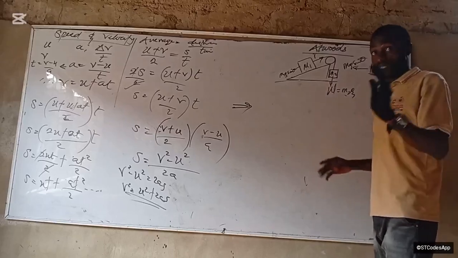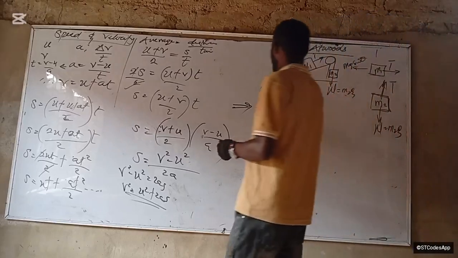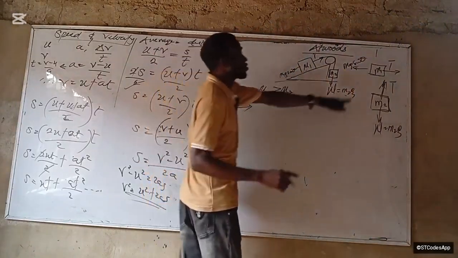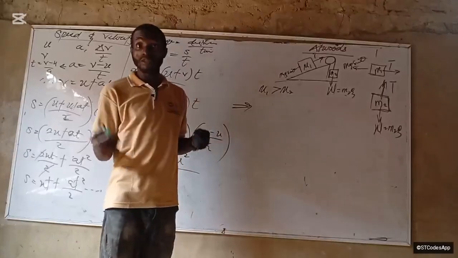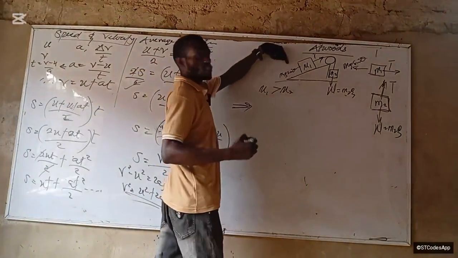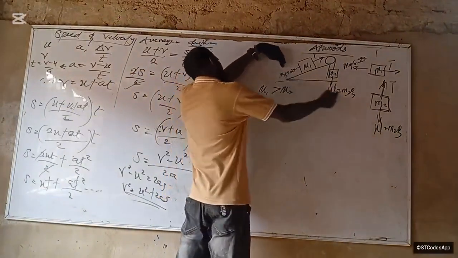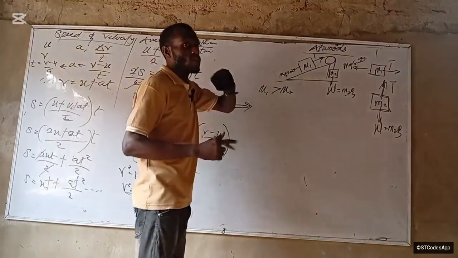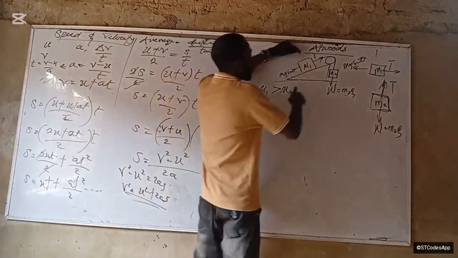So let's analyze the two cases. In the first case, M1 is greater than M2. If M1 is greater than M2, this whole thing will move in this direction. With which acceleration? That's what we want to get. Is that okay? This is what we'll do. The forces acting in the direction of motion are positive. Forces acting against the direction of motion are what? Negative.